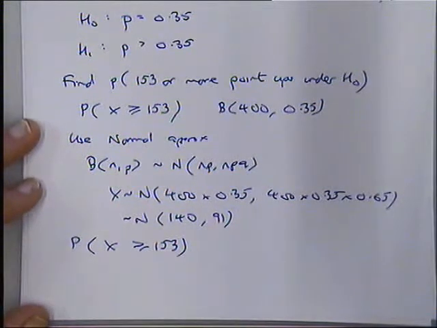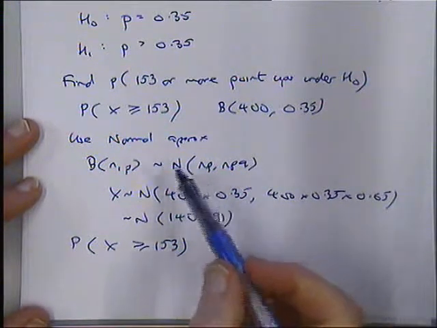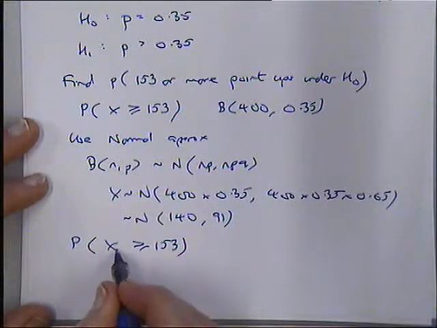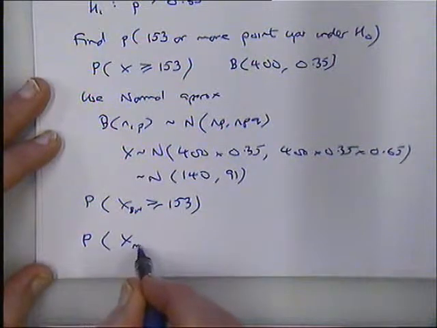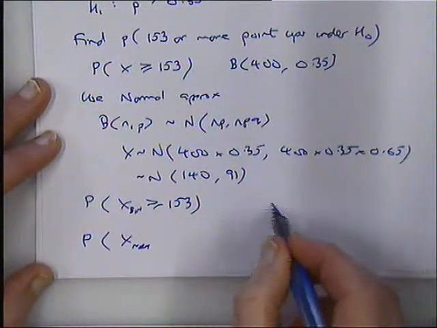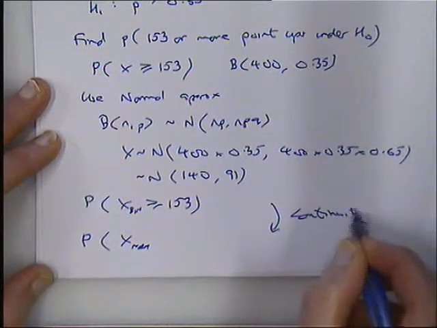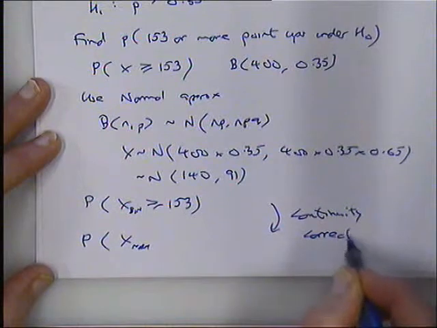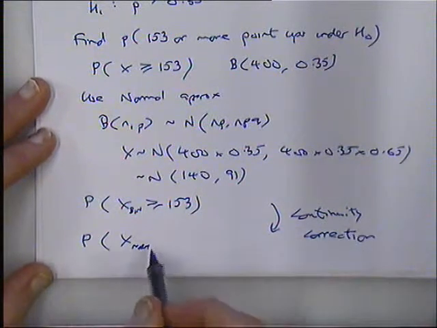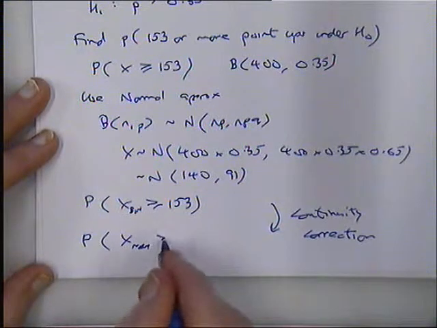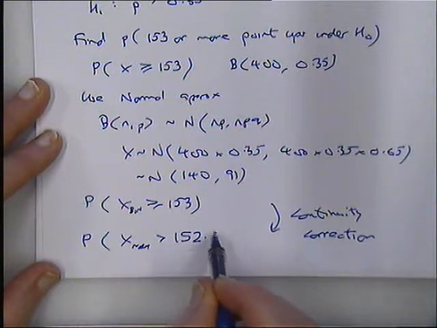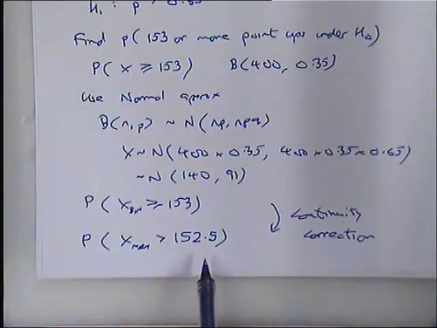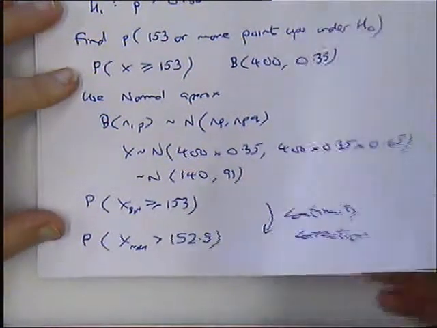Any comments? Yes, you do have to use continuity correction, that's right, because we were going from something discrete to something continuous. That was true for the binomial distribution, but I now need to use a normal distribution, so I need to use the continuity correction. So I wanted 153 or more. What will I change that to be for the normal distribution? 152.5 is correct, because that would include 153, and it was strictly including 153 there.